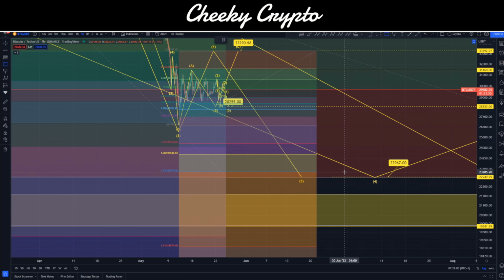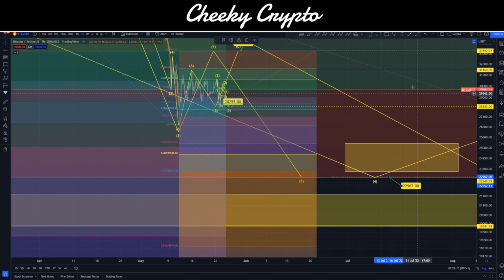So I'm not going to move that one, but I am going to draw in a little bit of a zone just a little bit higher, which actually is a little bit of a refinement. So this is still possible. Okay, we can overextend that, but the subwave counts are usually a little bit more important.